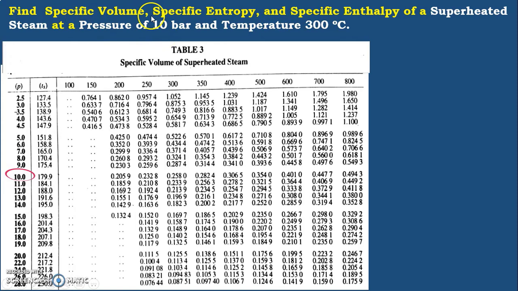First one, specific volume. To find out specific volume, we have to use table number 3. Specific volume of superheated steam at a pressure of 10 bar and temperature 300 degrees Celsius. The specific volume is 0.2580 meter cube per kg.